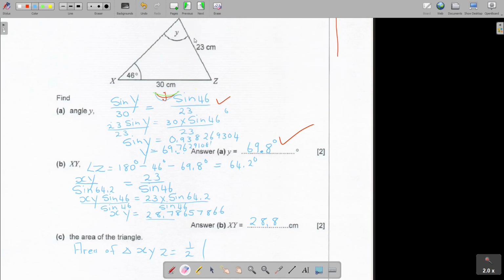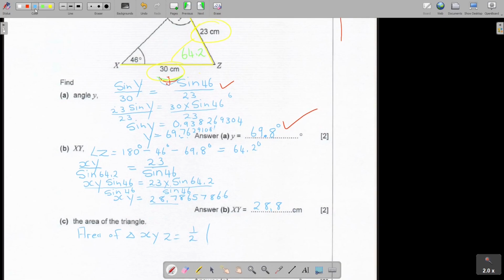Okay, so basically, if you look at this, you are having two sides, and unfortunately I cleaned this also, but this angle was, can you remember, 64.2. So I have two sides with the included angle, and that's what I'm going to use. So I'm going to say a half, and then I'm going to put the 30, the 23, and I'm going to say sin 64.2.